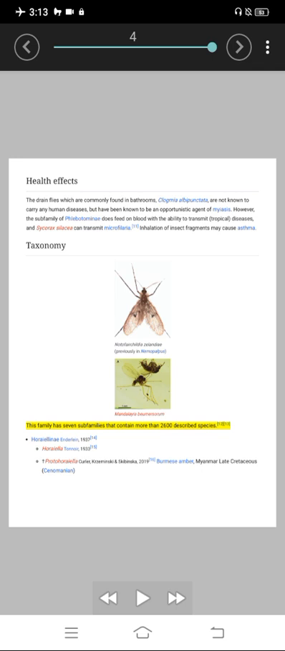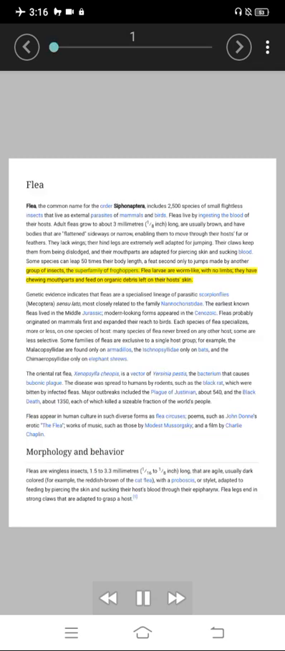They lack wings. Their hind legs are extremely well adapted for jumping. Their claws keep them from being dislodged, and their mouthparts are adapted for piercing skin and sucking blood. Some species can leap 50 times their body length, a feat second only to jumps made by another group of insects, the superfamily of froghoppers. Flea larvae are worm-like, with no limbs. They have chewing mouthparts and feed on organic debris left on their host's skin.